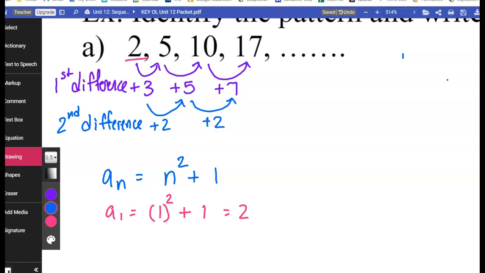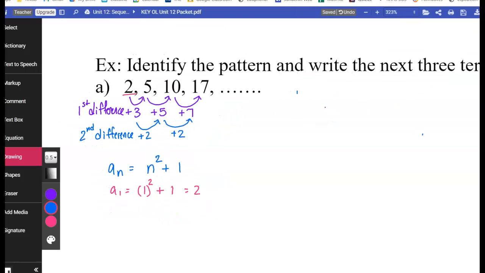It then wanted us to find the next 3 terms. So we ended on term 4. Term 5, when I plug in 5, 5 squared is 25 plus 1 is 26. 6 squared is 36 plus 1 is 37. 7 squared is 49 plus 1 is 50. This is a sub 5, a sub 6, and a sub 7. All right, one more and then we're done.